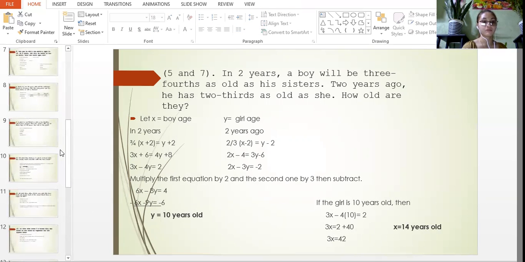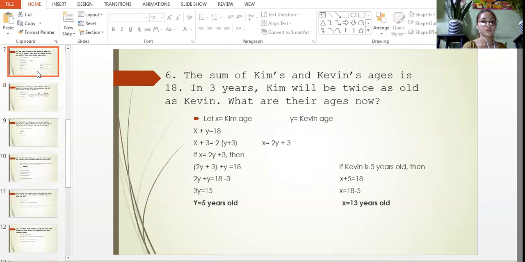Next. Number 6. The sum of Kim's and Kevin's ages is 18, and in 3 years, Kim will be twice as old as Kevin. What are their ages now? So let x be Kim's age, then y be Kevin's age.